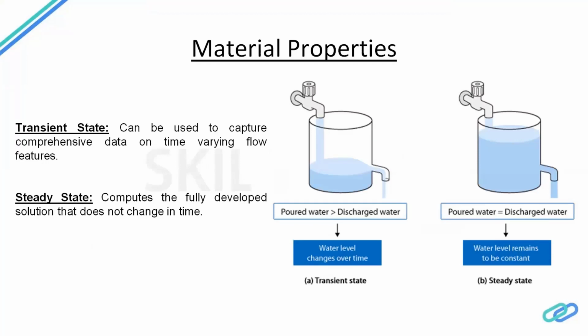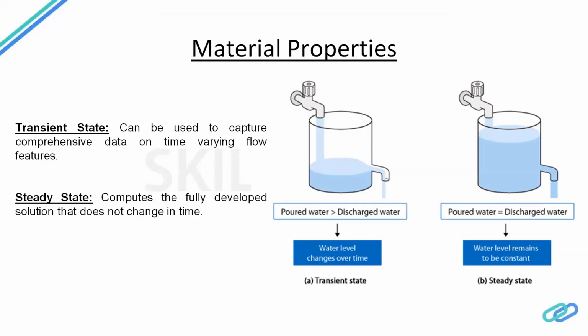Then coming to the transient and steady state simulation, water flowing out of the beaker is equal to the water flowing in the beaker from the tap. So in that case, the water inside the beaker, now beaker is the control volume domain where the parameters are not changing. So in that case, it is called to be a steady state simulation.